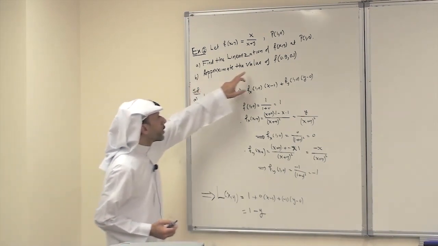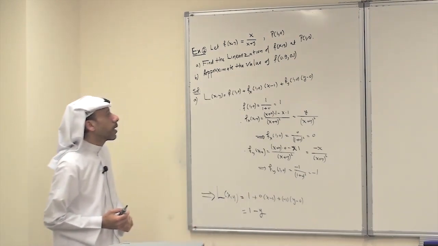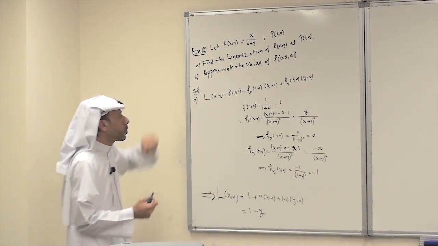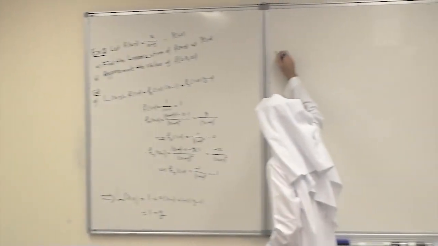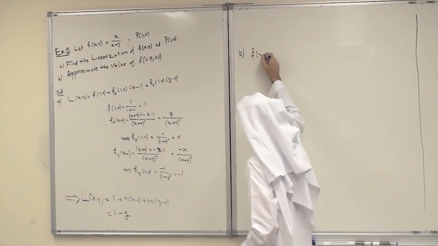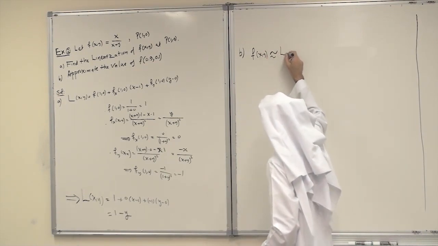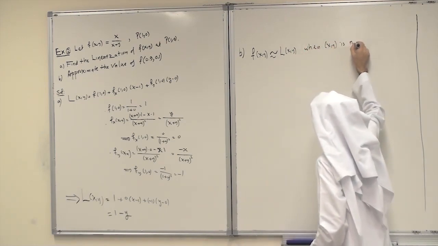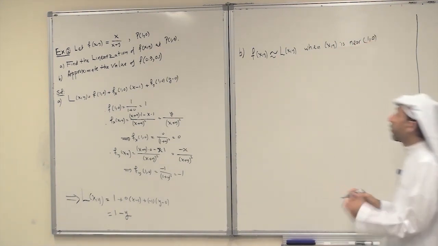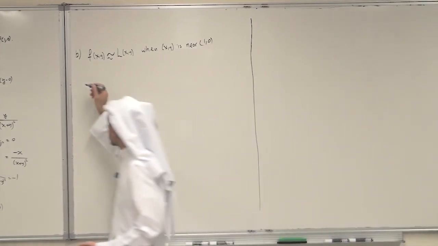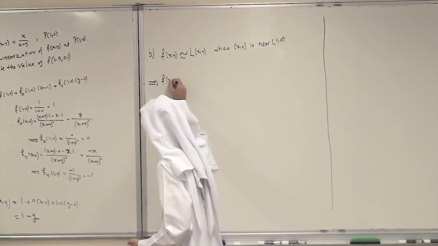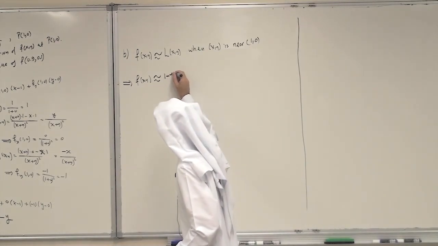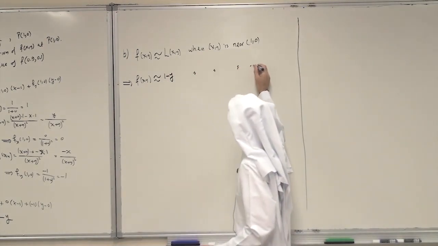Now for part B, approximate the value of the function at the point (0.9, 0.1). Well, now we apply the application of linearization. We use linearization to approximate the function. So for part B, we have the linear approximation. The linear approximation is the following: f of (x, y) approximately equals L of (x, y) when (x, y) is near the point (1, 0). So f of (x, y) is approximately L of (x, y), which was found to be 1 minus y, again when (x, y) is near the point (1, 0).